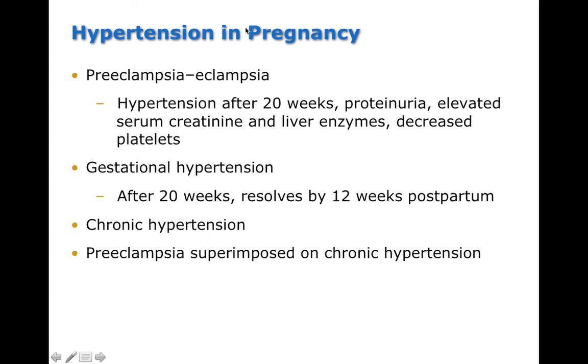So in terms of hypertension during pregnancy, we actually have preeclampsia and eclampsia. It's basically hypertension after 20 weeks, and this is a problem during pregnancy, because that high blood pressure can lead to things like proteinuria through kidney damage, elevated serum creatinine through renal failure, elevated liver enzymes, and decreased platelets, again from poor perfusion of blood vessels, and this can be a life-threatening condition. And it's also damaging to the fetus because it can damage the placenta.